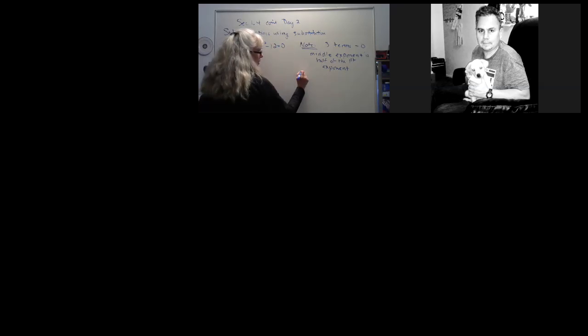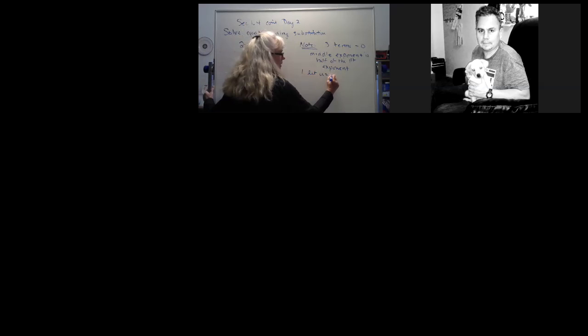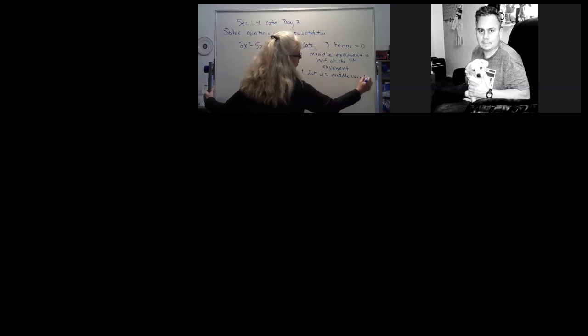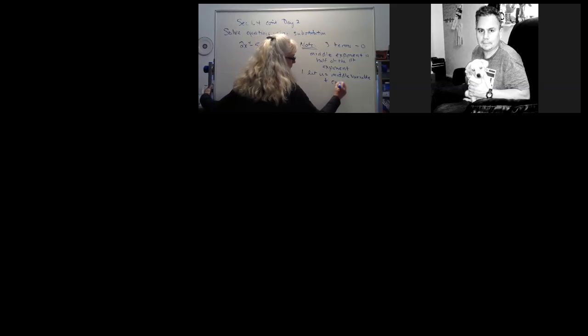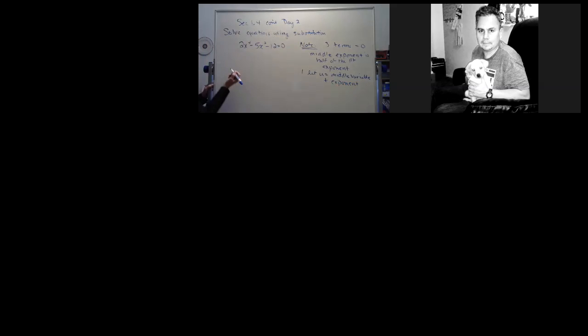So our very first step is we're going to let u equal the middle variable and the exponent on it. So whatever the middle variable is and its exponent is going to be our u. So in our example, and it's kind of scratch work, we're going to let u equal x squared. So u is equal to x squared because that's what's on the middle term.